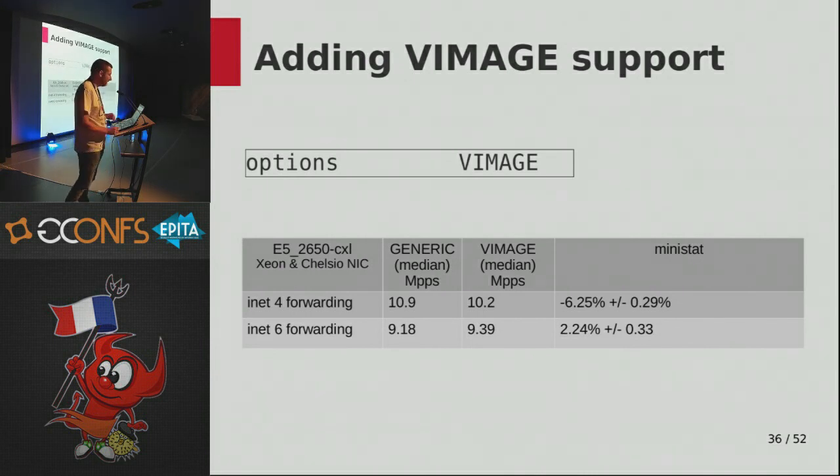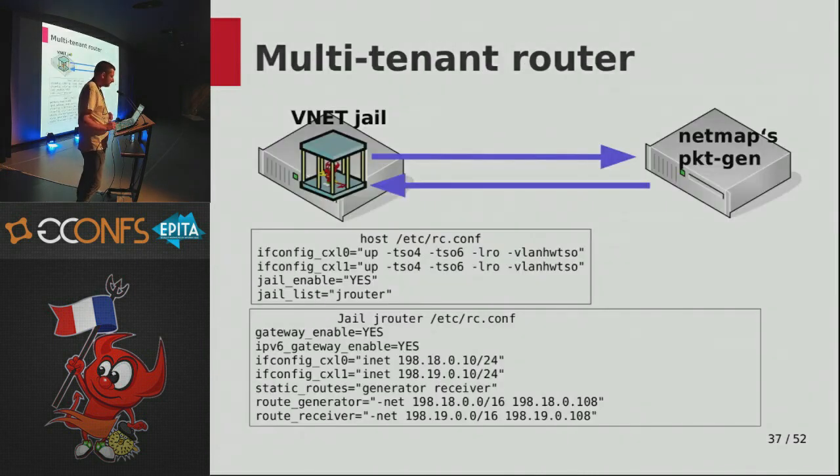It's quite okay. 6% is okay. Now, VNET jail. On my server, I remove all the IP configuration and I move them into a VNET jail. This means there's no more IP address on my hardware, my host. All the IP configuration are in the jail. And I can play now.